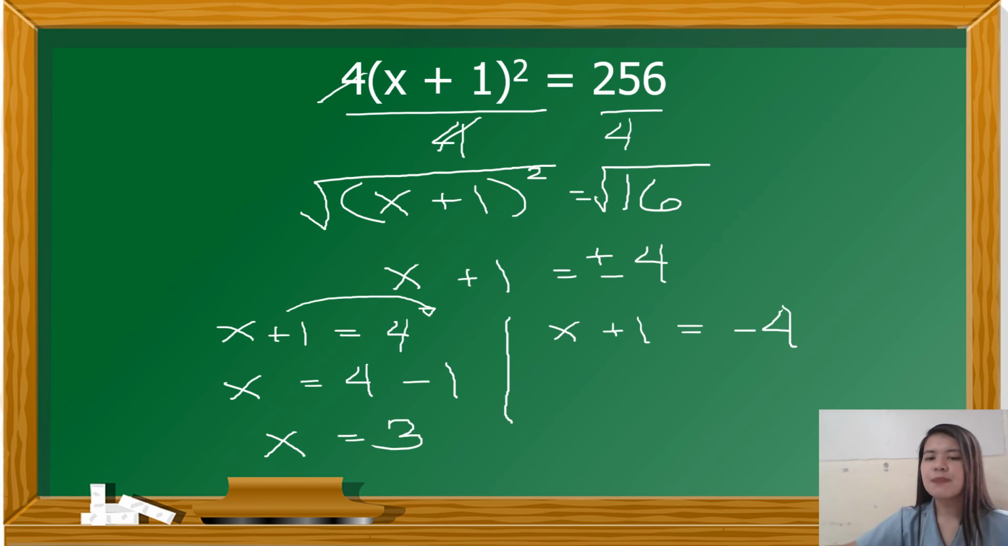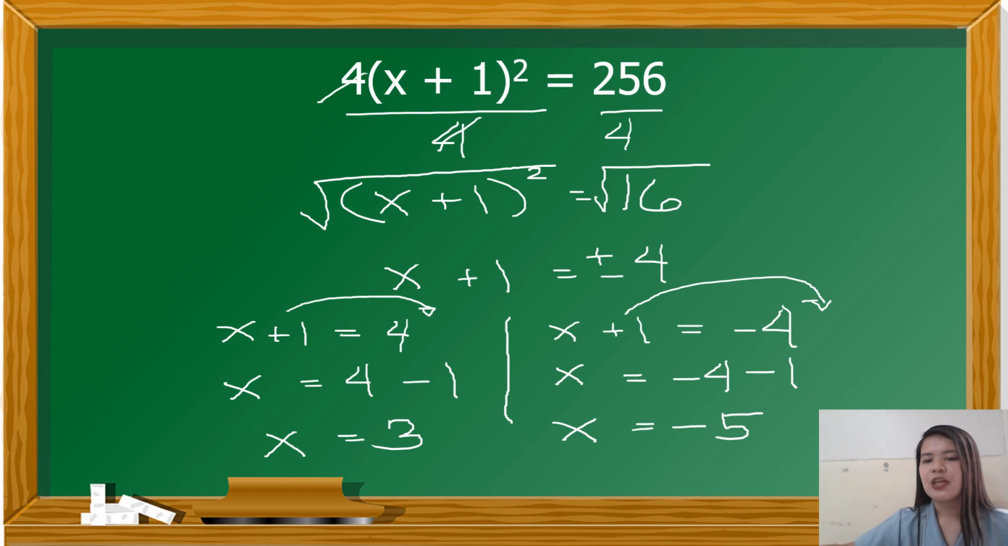For the x plus 1 is equal to negative 4, we have x is equal to negative 4. Positive 1 will be moved to the other side of the equation. It will be negative 1. So you have there x is equal to negative 4 minus 1, and that is negative 5. So the values of x are 3 and negative 5.